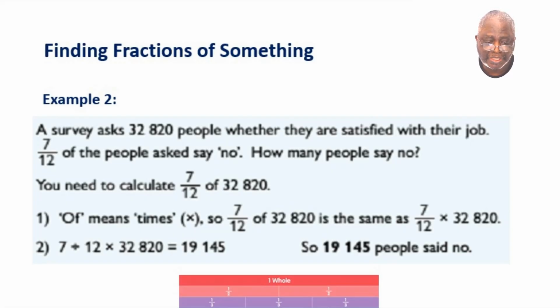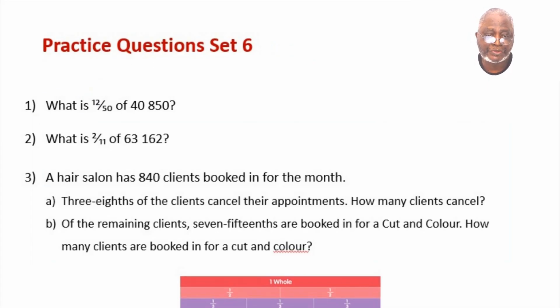Remember, of means times. So 7/12 times 32,820 is equal to 19,145 people who said no, they are not satisfied. The signs of the times. And practice question set 6.